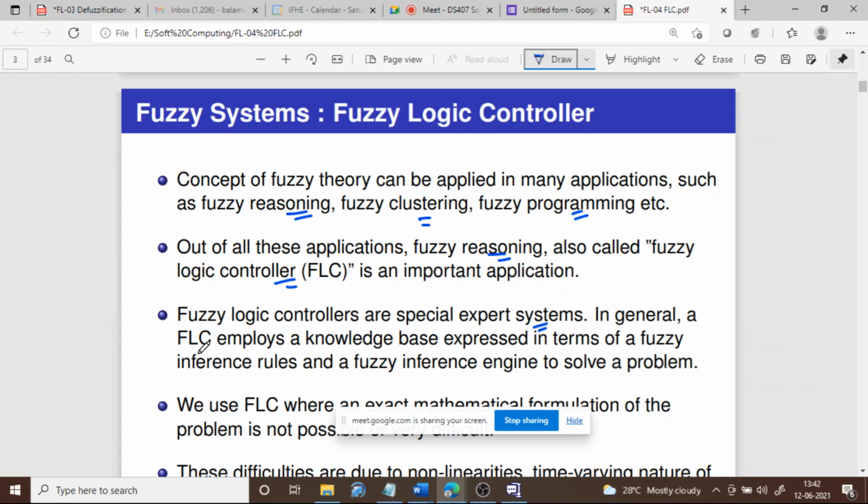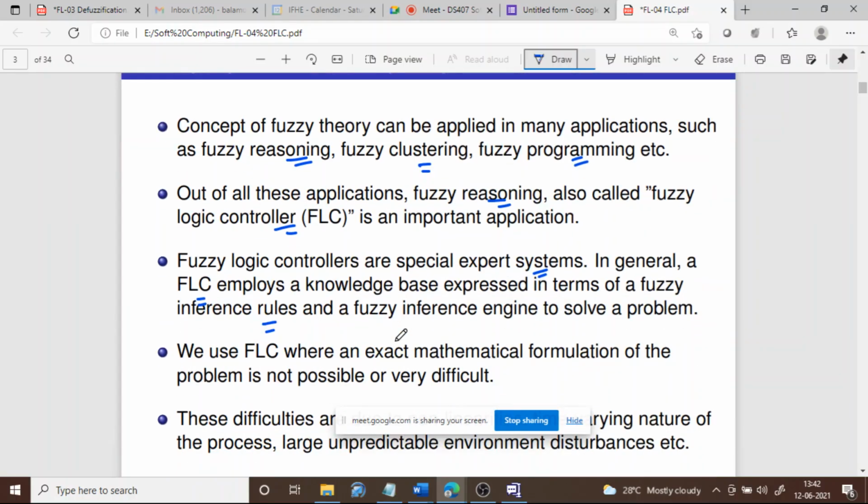In general, an FLC, that is a fuzzy logic controller, includes a knowledge base, and this knowledge base is expressed in terms of fuzzy inference rules. Knowledge base is something like a database. It contains the inference rules, and also an inference engine to solve the problems, right?